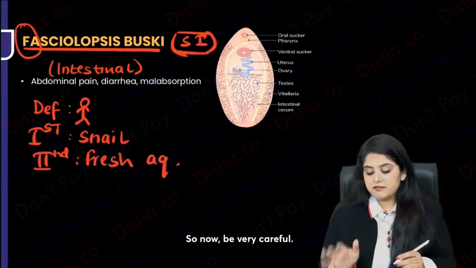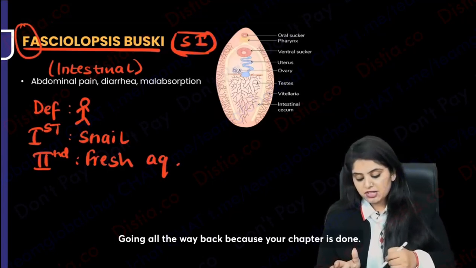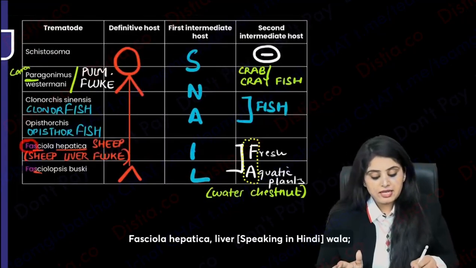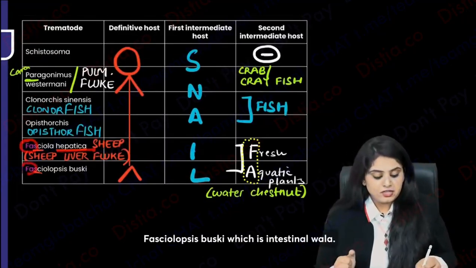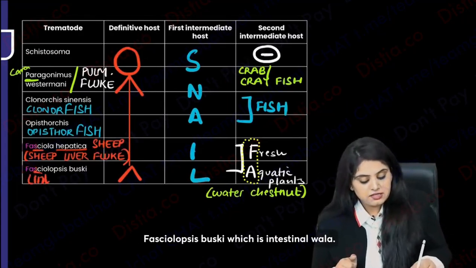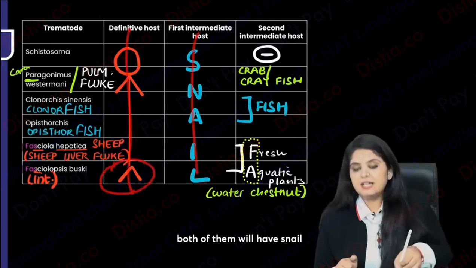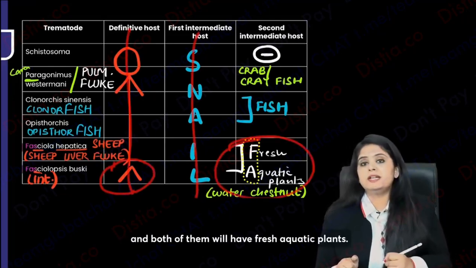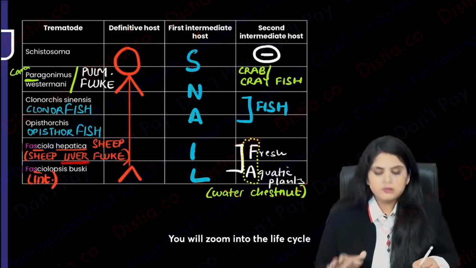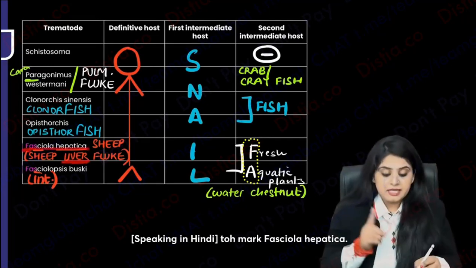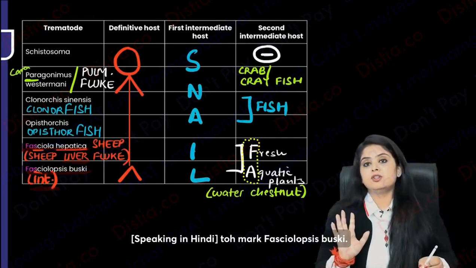So now be very careful. Going all the way back, because your chapter is done, can you believe it? Going all the way back, if they give you Fasciola hepatica, liver one, or Fasciolopsis buski, which is intestinal one, you just need to know that both of them will have human, both of them will have snail, and both of them will have fresh aquatic plants. How will you differentiate? You will zoom into the life cycle and see if liver involvement is there, then mark Fasciola hepatica. If intestine involvement is there, then mark Fasciolopsis buski.